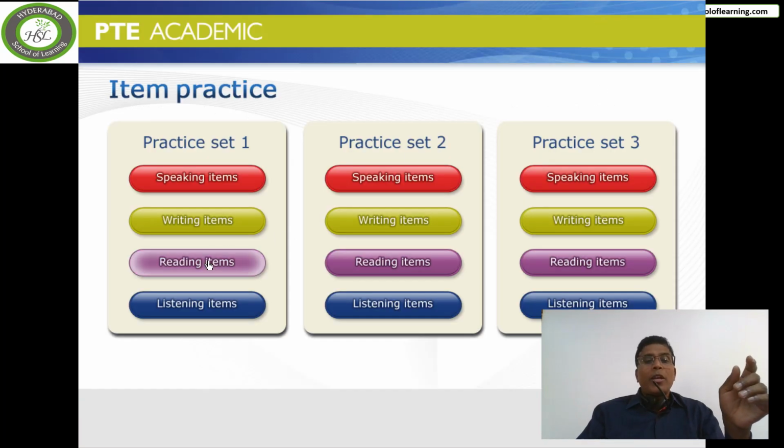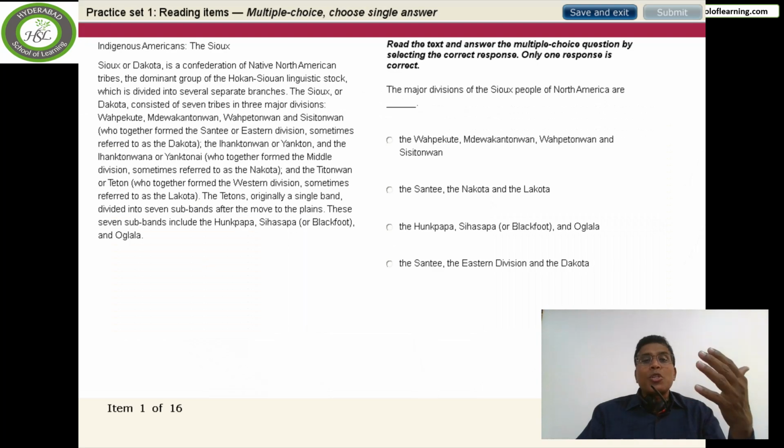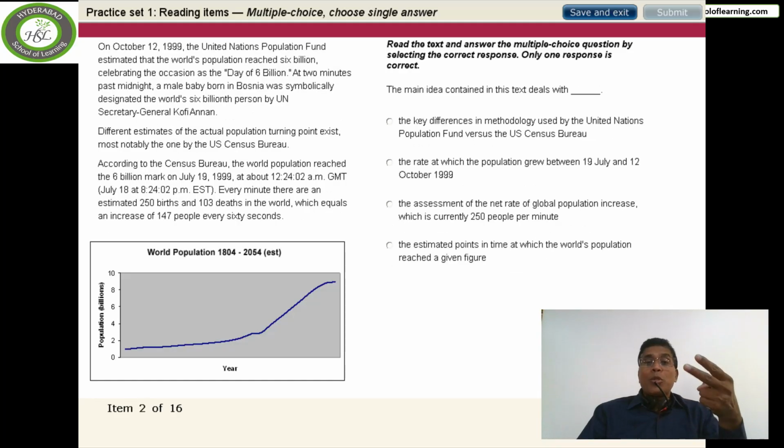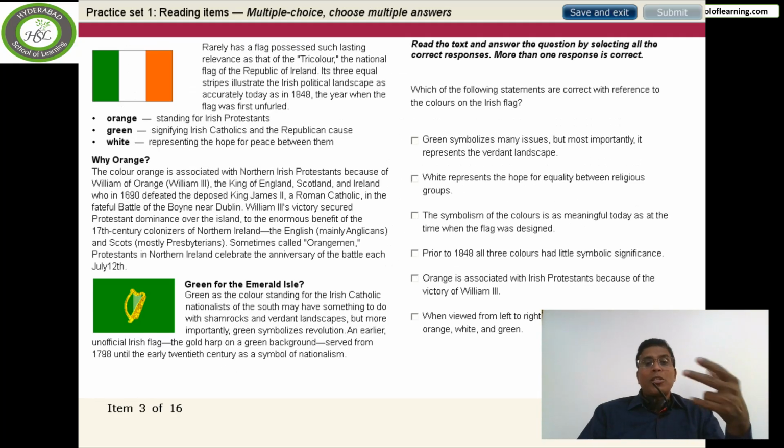exam. So, the reading module. Don't expect the questions in the same sequence that I'm showing you. So we have multiple choice single answer, for which you will select only one answer. There will be two questions, and then multiple choice multiple answers. The passage is on the left side, with the question followed by options.